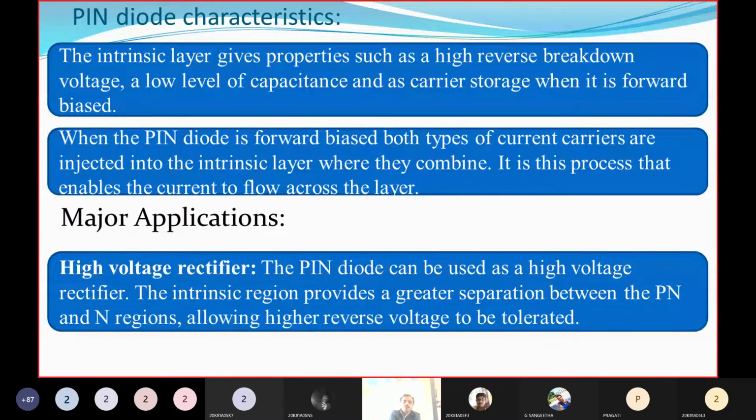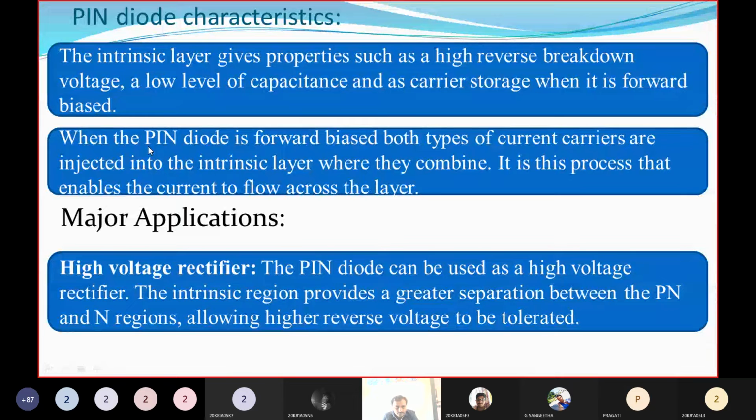Okay, and if you take it in forward bias, the capacitance level is low, and so is the carrier storage. So the capacitance depends on carrier storage only. If you store more carriers, it has high capacitance. So that's why, while using it in forward bias, it has low capacitance as well as low carrier storage.